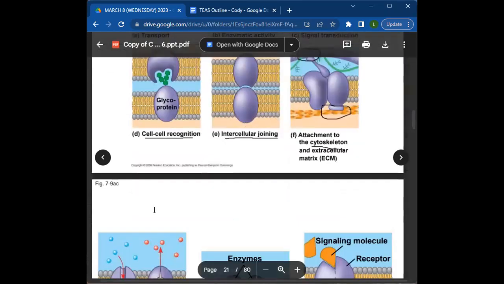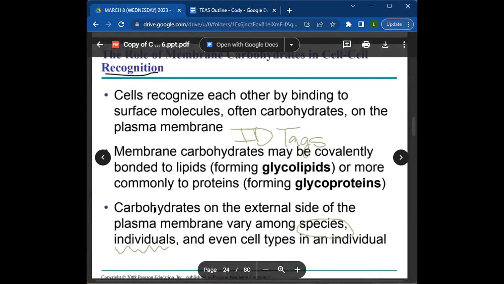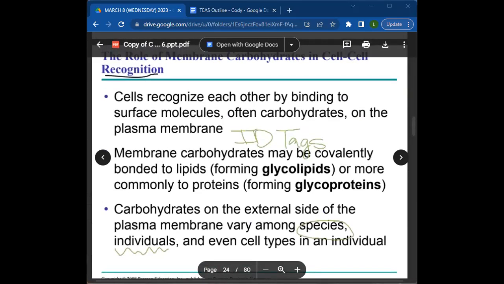Now let's move to cell recognition. One thing we need to know is that on the outside of all cells, there are what are called glycolipids and glycoproteins. The glycolipids and glycoproteins will very much act like ID tags. If you think about how, when you're going to work, many times you'll have an ID badge, and the ID badge has to be on the outside of your clothes, right? That way people can see it and they know who you are, whether you belong there. Glycolipids and glycoproteins do the exact same thing.